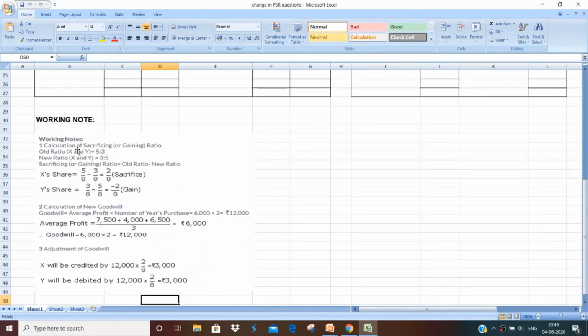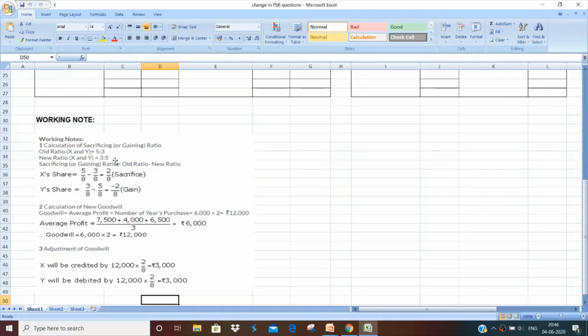First, we need to calculate the sacrifice or gaining ratio. Since the old ratio is given and the new ratio is given, the sacrificing ratio can be calculated by subtracting the new from the old. So old minus new is the formula that we apply. If it is positive, that is in case of X, 5 by 8 minus 3 by 8, 2 by 8, this is positive, so this is sacrifice. And in case of Y, it is negative, so that is the gain.